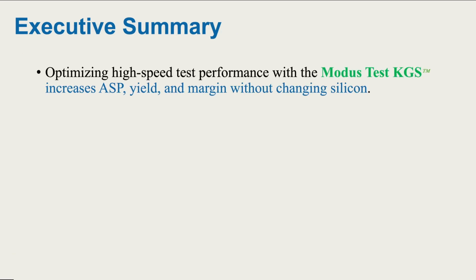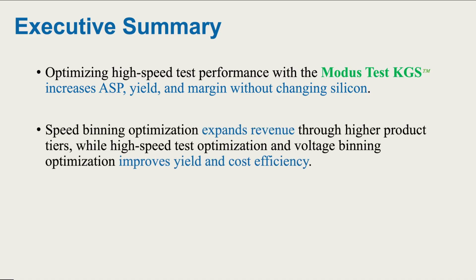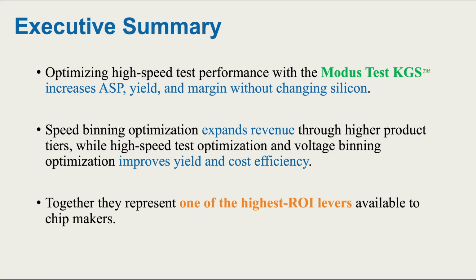In summary, optimizing high-speed test performance with the Modus Test KGS increases ASP, yield, and margin without changing silicon. Speed binning optimization expands revenue through higher product tiers, while high-speed test optimization and voltage binning optimization improves yield and cost efficiency. Together, they represent one of the highest ROI levers available to chipmakers.